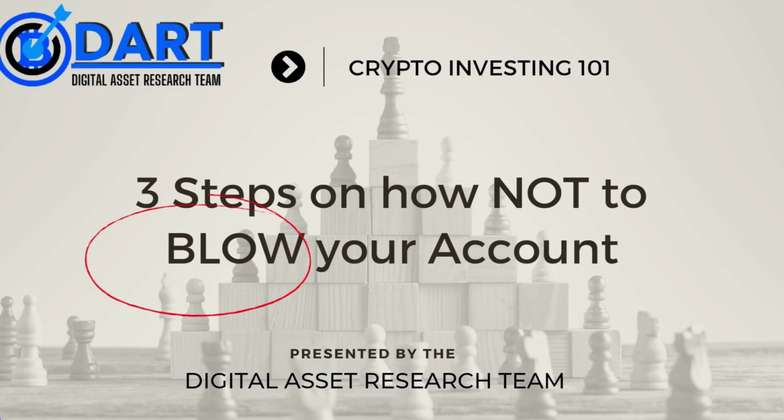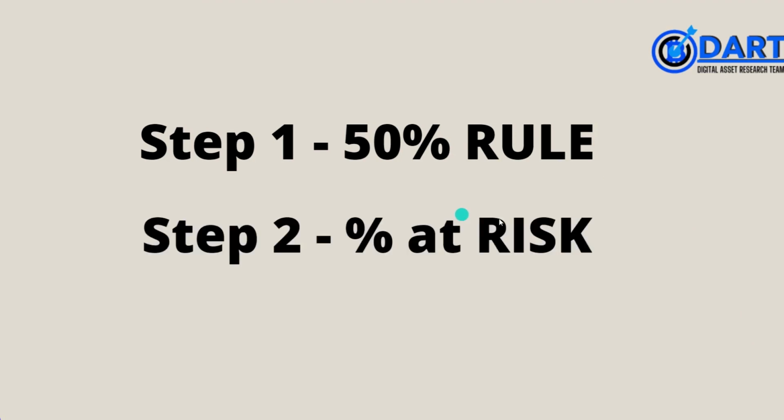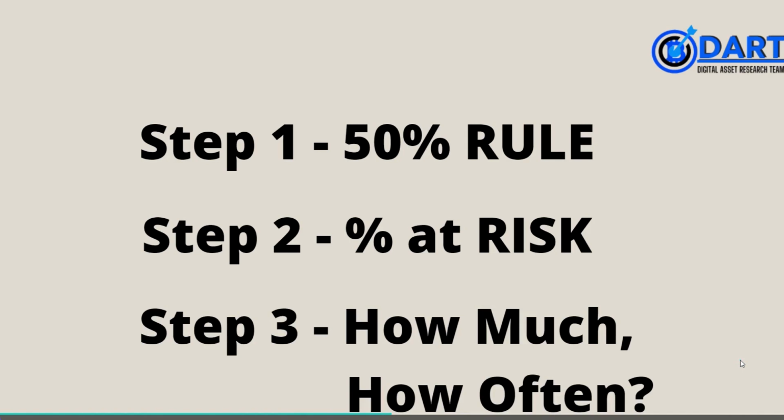So 3 steps on how not to blow your account within our second step, which is the application of good risk management. First step is the 50% rule. Second step, the percentage at risk. And the third step, how much and how often.